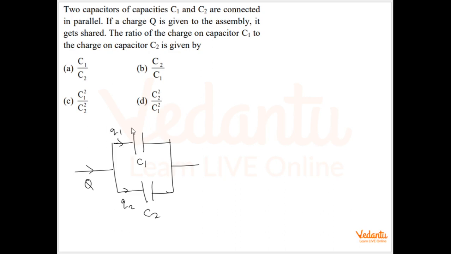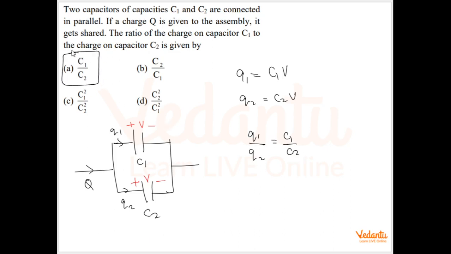Now, since both of them are connected in parallel, they will have the same potential difference. If the potential difference is V here, the potential difference will also be V here. Potential difference is the same in case of parallel connection. So Q1 can be written as C1V and Q2 can be written as C2V. If you take the ratio, Q1 by Q2 will just be C1 by C2. So option A will be the correct answer.